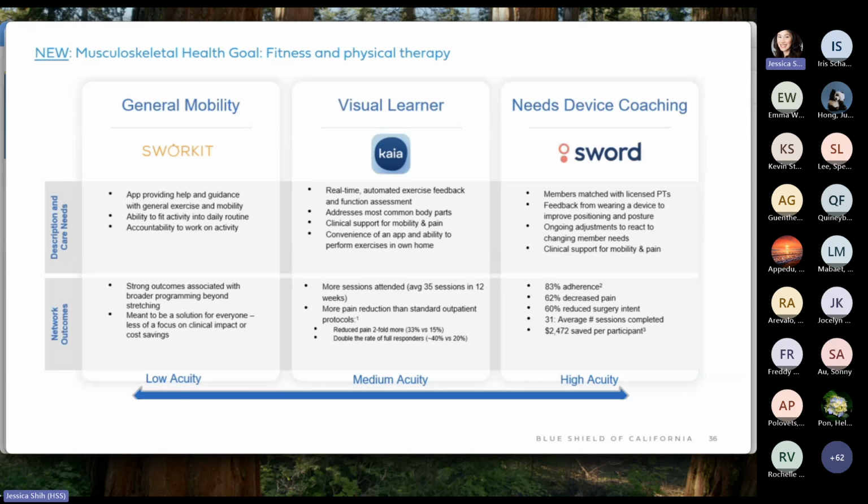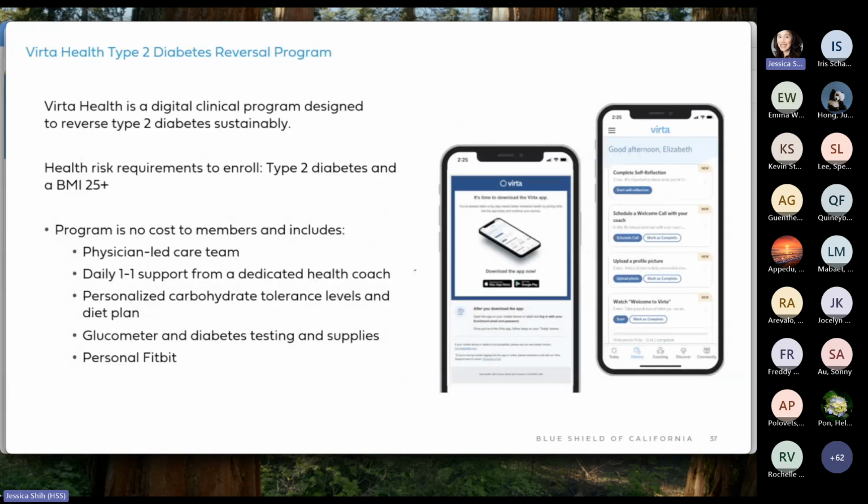Wellvolution also offers Virta Health Type 2 Diabetes Reversal Program. Virta Health is a digital clinical program designed to reverse type 2 diabetes substantially. Health risk requirements to enroll include type 2 diabetes and a BMI of 25 or more. The program is at no cost to members and includes physician-led care team, a daily one-on-one support from a dedicated health coach, personalized carbohydrate tolerance levels and diet plan, glucometer and diabetes testing and supplies, and a personal Fitbit.